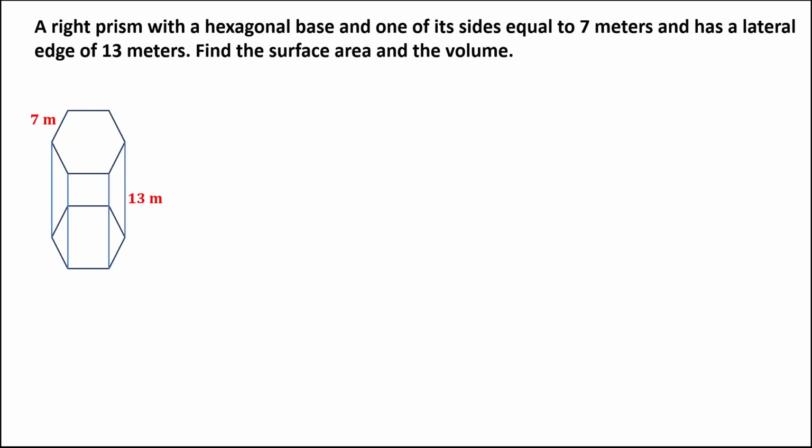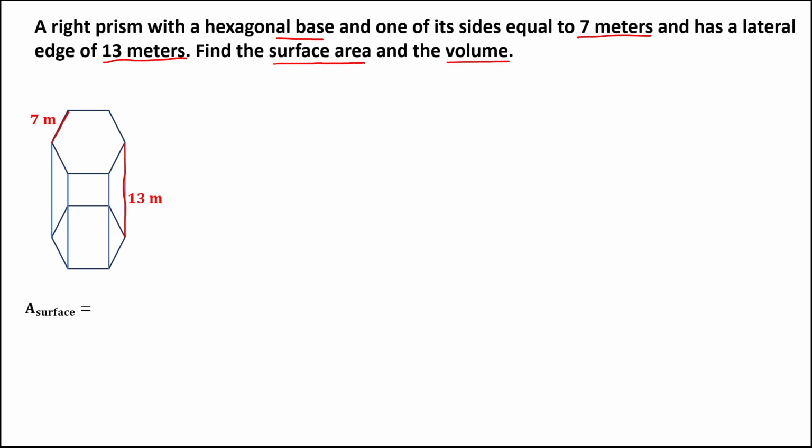So for this problem, a right prism with a hexagonal base and one of its sides is 7 meters. So one of the sides of the hexagon is 7 meters and it has a lateral edge of 13 meters. So this is now the lateral edge or the height, that's 13 meters. Then find the surface area and the volume.